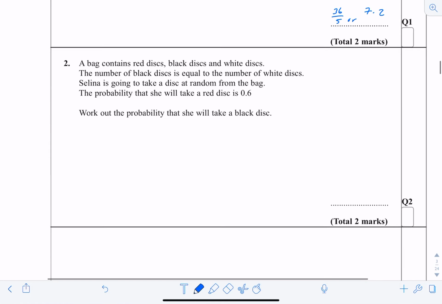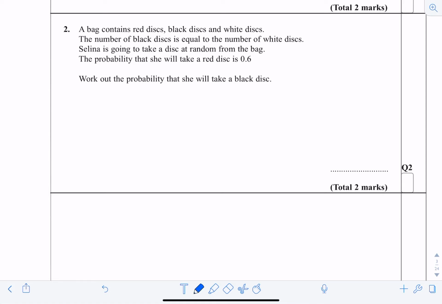Okay, next one. A bag contains red discs, black discs, and white discs. The number of black discs is equal to the number of white discs. Selena is going to take a disc at random from the bag. The probability that she'll take a red disc is 0.6. What's the probability that she'll take a black disc?